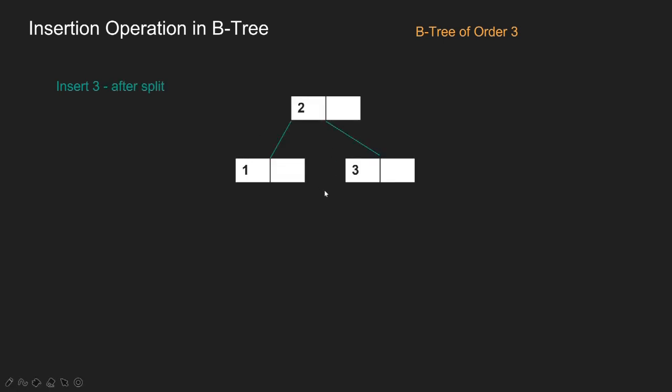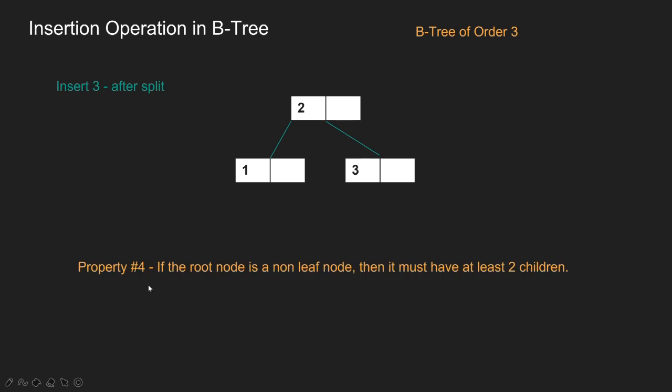So here is the result after split. 2 is the new root node, and 3 is the new leaf node. And the right child of 2 points to this new leaf node. Here, we can understand this property better. If the root node is a non-leaf node, then it must have at least 2 children. If it's a non-leaf node, it means it has split. So after split, it has at least 2 children.